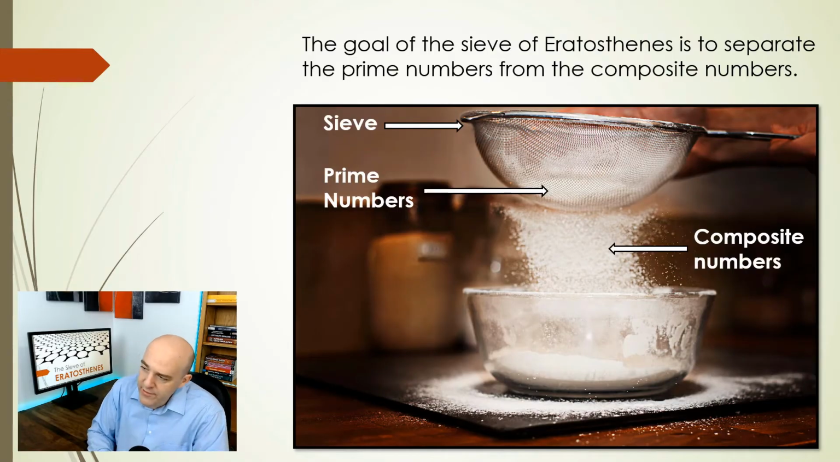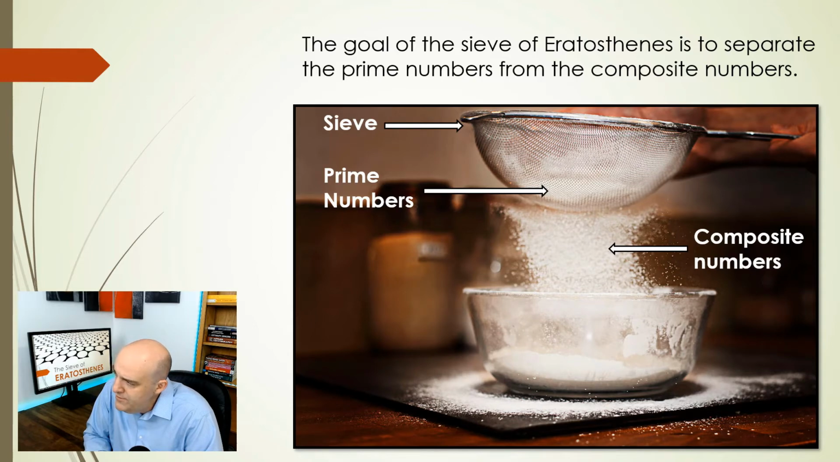So why do we call this a sieve? Basically, the goal of the Sieve of Eratosthenes is to separate the primes from the composites. And that's kind of what a sieve is used for in baking. You run the flour through the sieve. It isn't quite the same though, because I think in baking, eventually all the flour passes through the sieve. But for what we're doing, it's not like that.